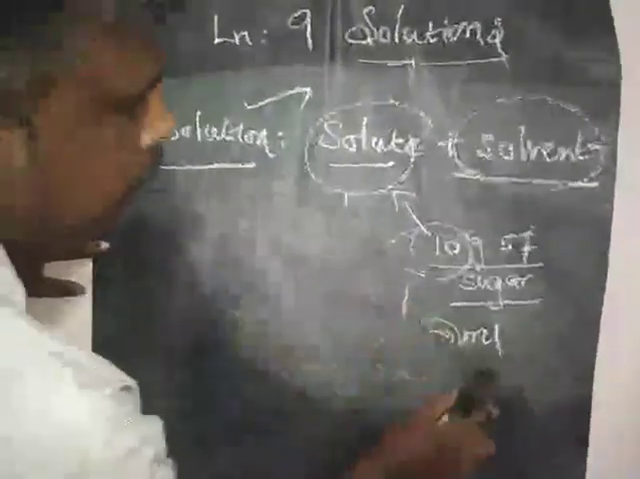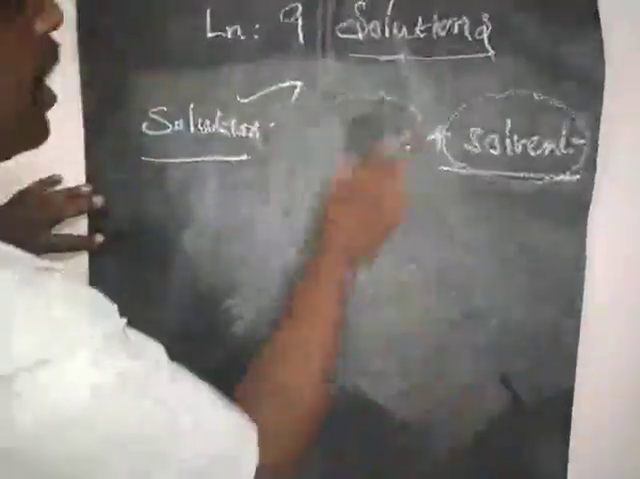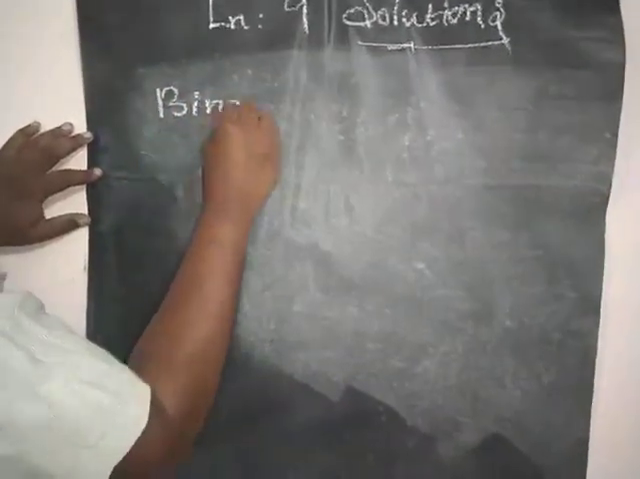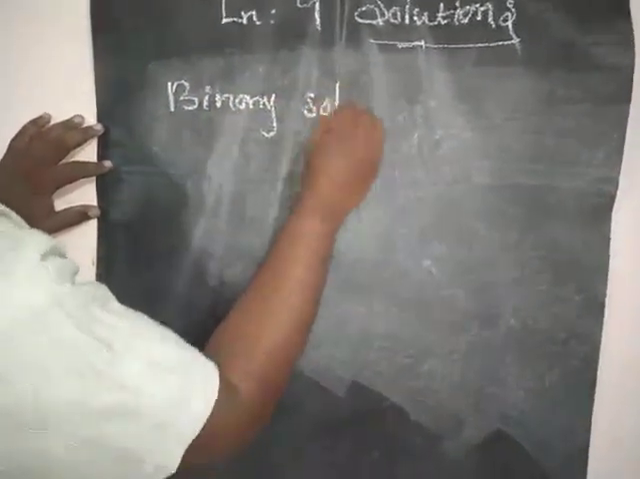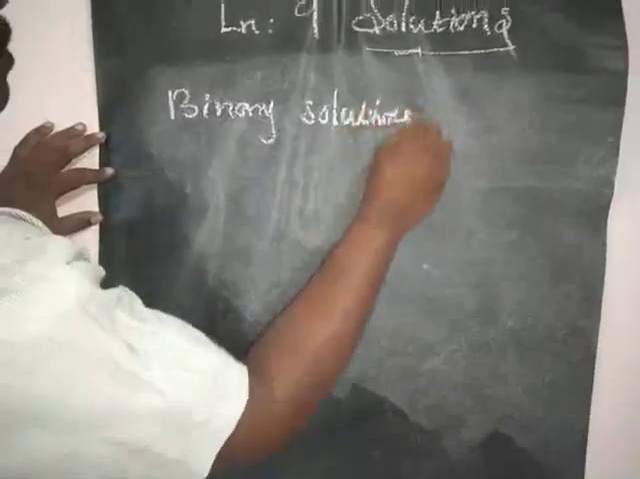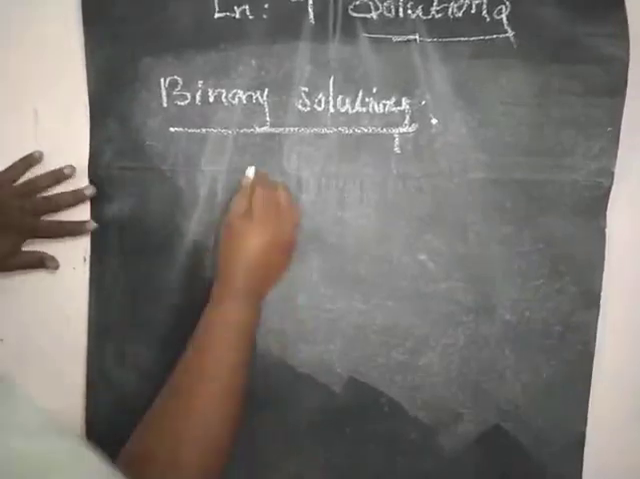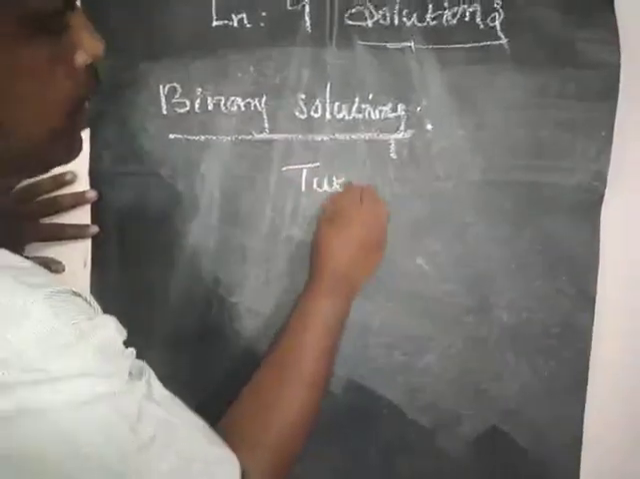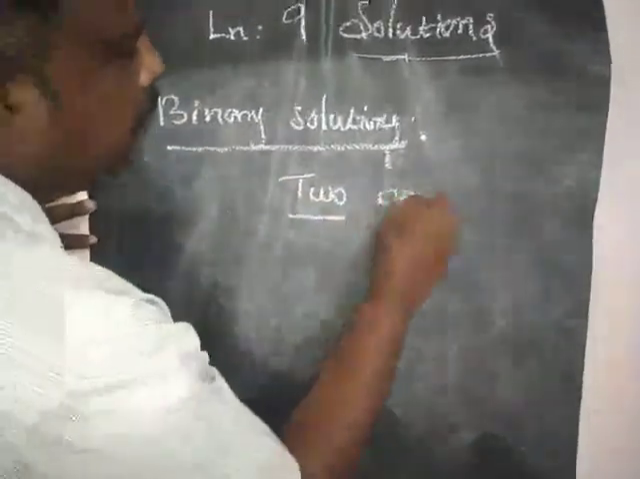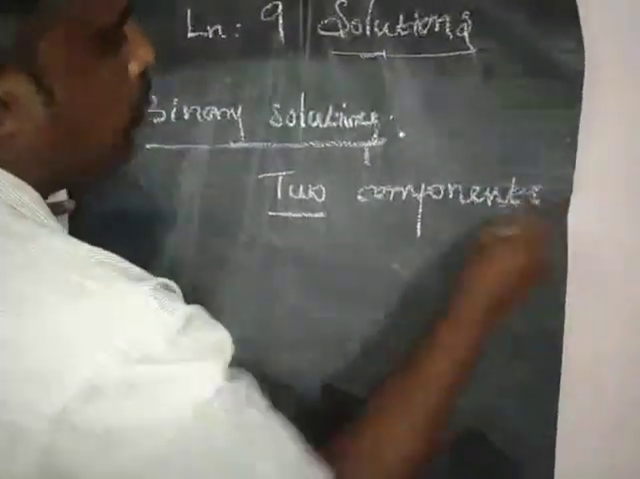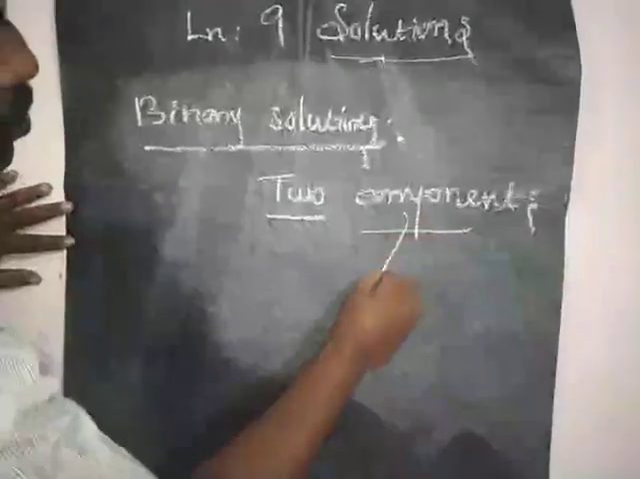Next, based on the components, solutions can be classified into different types. One is the binary solution. What is meant by binary solutions? In a binary solution, two components are present.